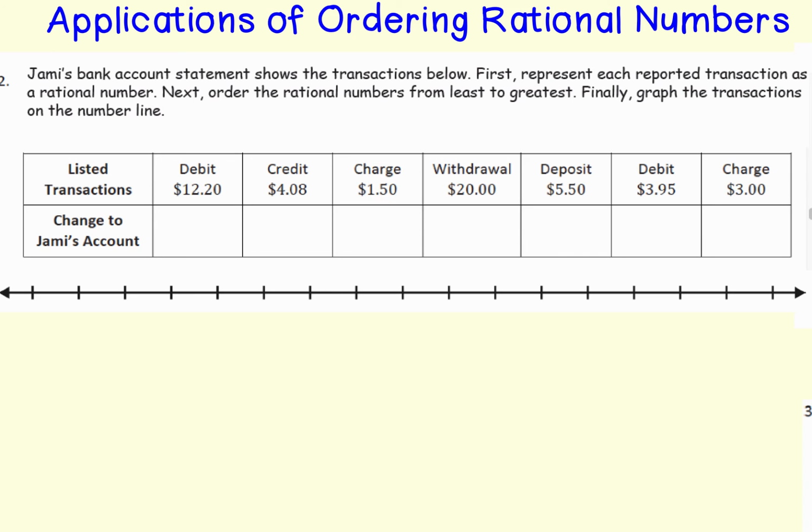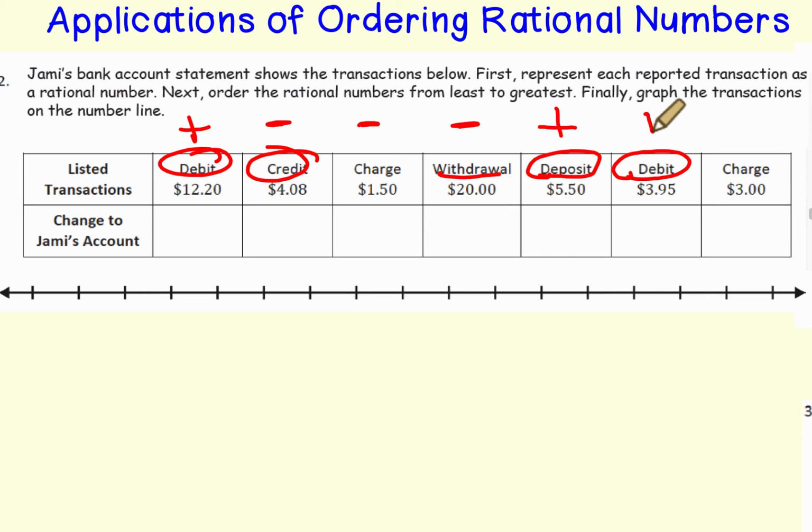Okay, so first you might need to know what debits and credits are. Debit means you got money in your account. Credit means they took money out. A charge is something you pay, so it comes out of your bank account, meaning it's a negative number. Withdrawing is also negative because it means you're taking money out. Deposit means you put money in. Debit is another word that we already talked about. It means money in. And we already said charge is something that is coming out, so it's a negative.